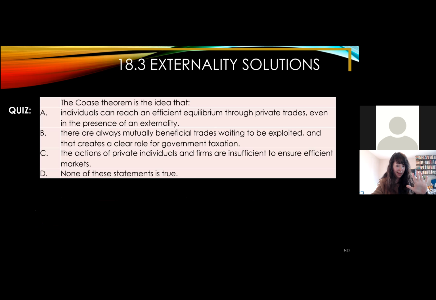So I want you to just pause and make sure that you understood the Coase theorem as I explained it, and then you're done with externalities.